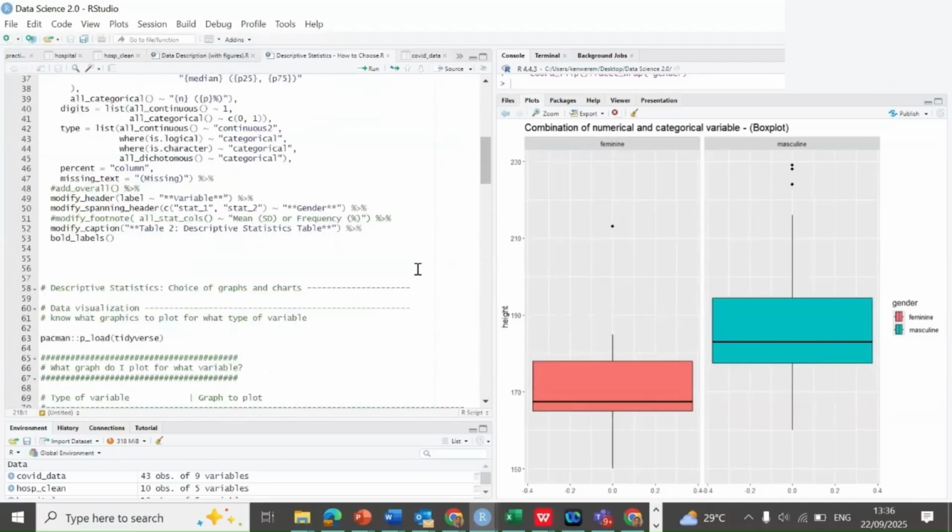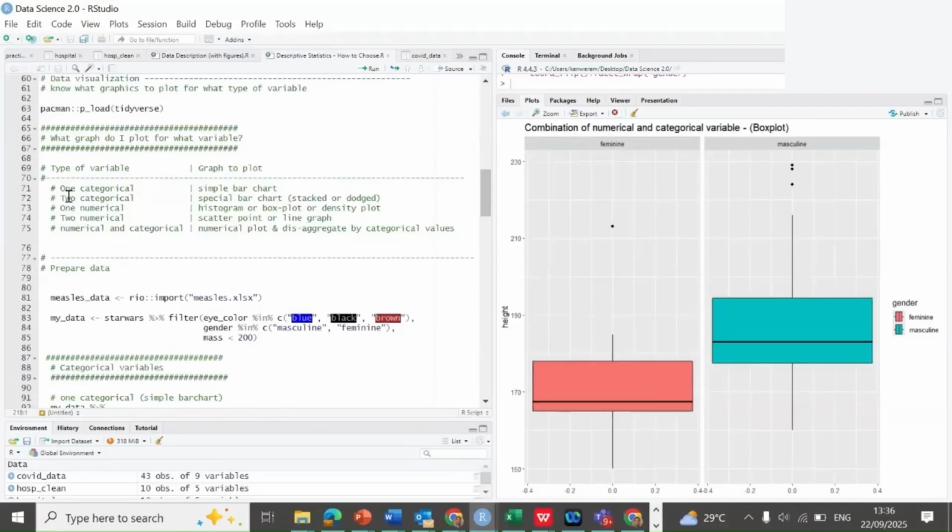So I'll just quickly go over this table again. So we said, if you have one categorical variable, you're going to draw a simple bar chart. If you have two categorical variables, you're going to draw a special bar chart, which can either be a stacked bar chart where the bars are on top of each other, or a dodged bar chart where the bars are beside each other. If you have one numerical variable, you can either represent it with a histogram or a box plot or a density plot.